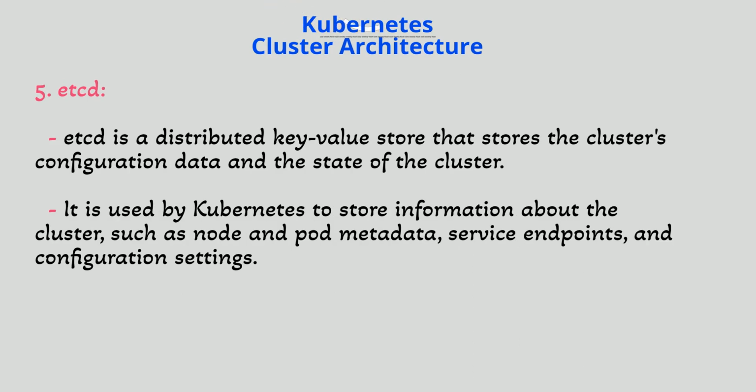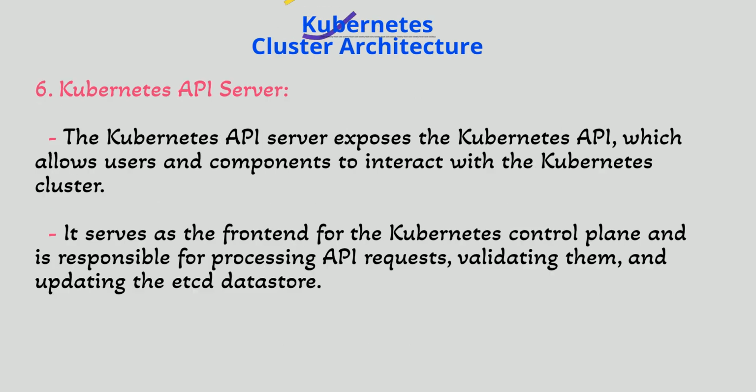5. etcd. etcd is a distributed key-value store that stores the cluster's configuration data and the state of the cluster. It is used by Kubernetes to store information about the cluster, such as node and pod metadata, service endpoints, and configuration settings.